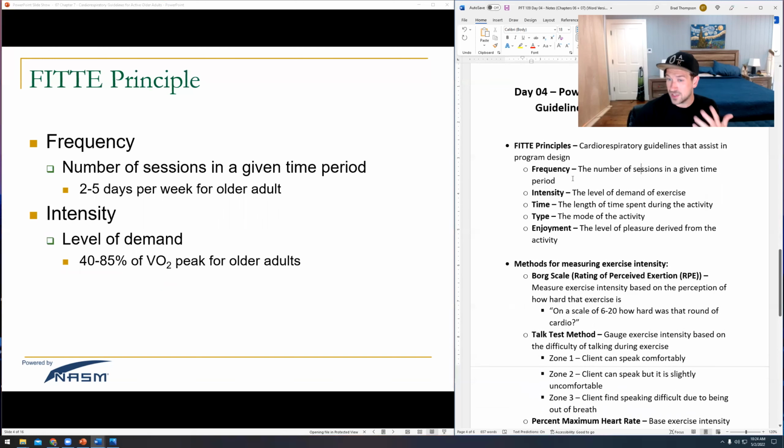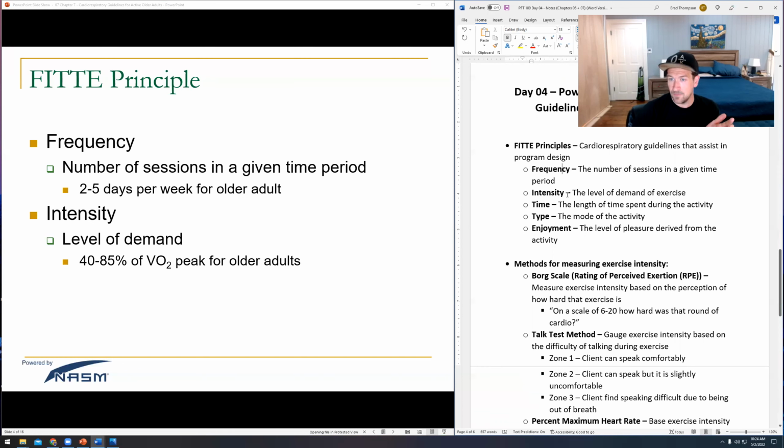You want to think about the frequency. Frequency is how often it's going to happen. Our recommendation for older adults is about 2 to 5 days per week. That works pretty well. Me personally, I do 2 days of cardio in addition to 4 days of strength training. I strength train Monday, Tuesday, Thursday, Friday, and I do cardio on Wednesday and Saturday. So that's sort of my 6-day week.